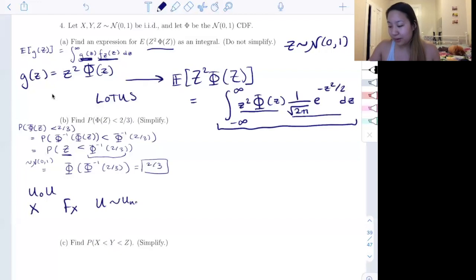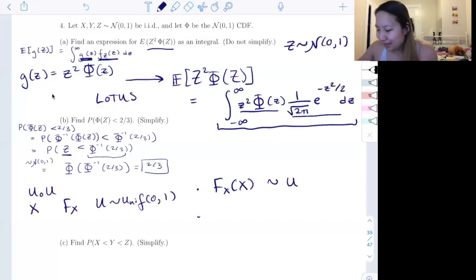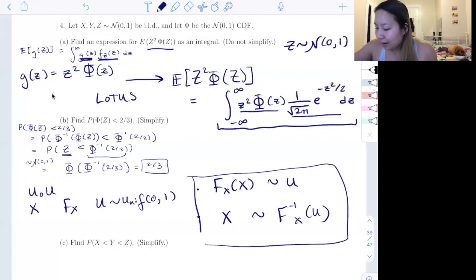U is distributed Unif(0, 1). Then universality of the uniform says that F_X(X) is distributed as uniform. And if you took the inverses of both sides here, you would see that X is distributed as F inverse of U. So this is what universality of the uniform tells you.